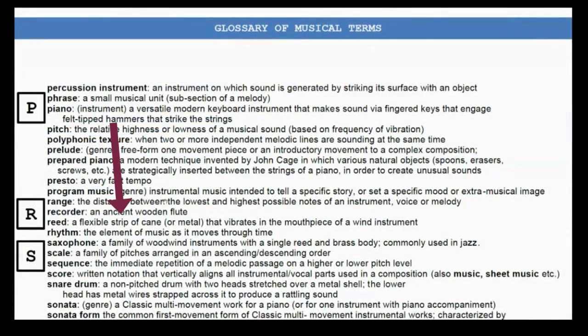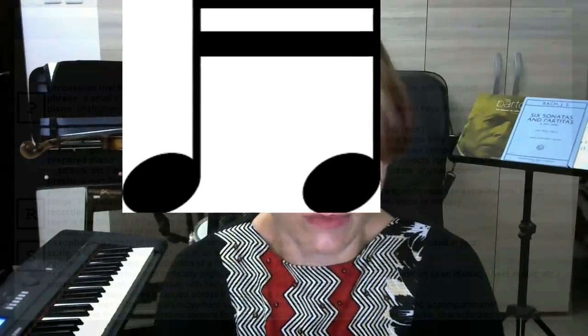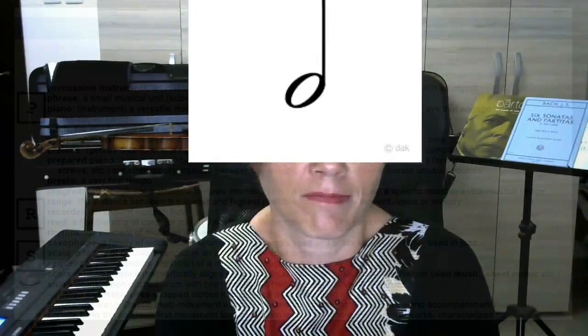Reed, a flexible strip of cane or metal that vibrates in the mouthpiece of a wind instrument. Rhythm, the element of music as it moves through time. So we have longer and shorter elements of music, or we have longer and shorter notes. Let's say quarter note, eighth notes, sixteenth note, half note.